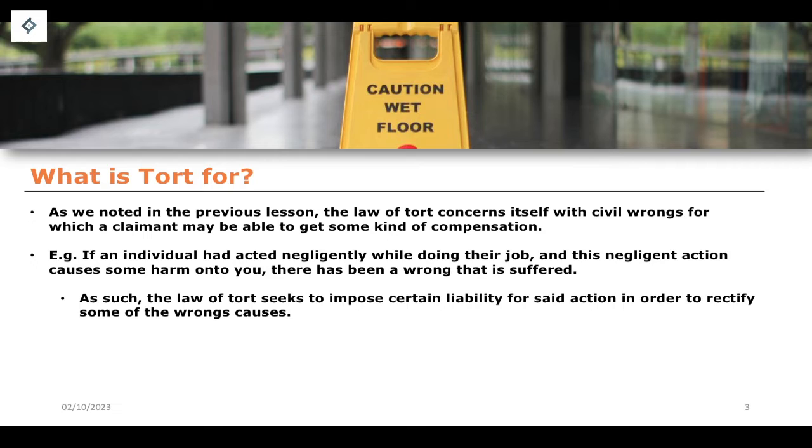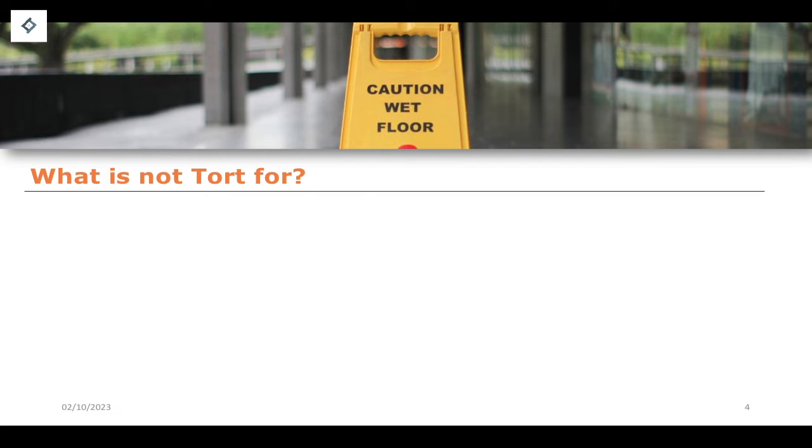And so the law of tort seeks to impose certain liabilities for said action, in order to essentially rectify some of the wrongs which were caused by the action which was potentially negligent. Now, this is just using negligence as an example, because negligence is by far and away the most litigated tort. It is also one of the most important torts, and probably the one that every single law student begins with. We're going to begin with negligence in a couple of lessons' time. But there are obviously other instances. You have occupier's liability, nuisance, you have intentional torts, and you also have things like defamation, for example.